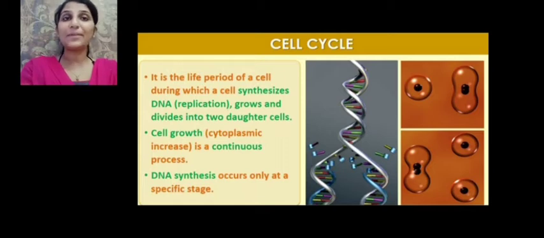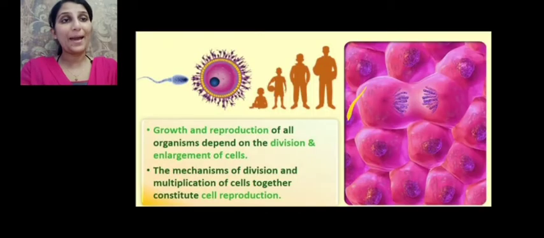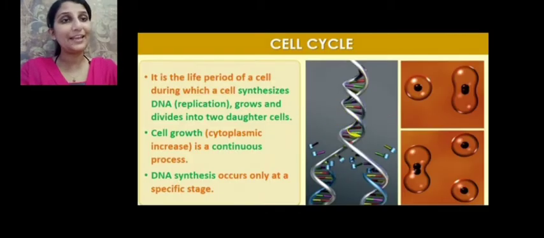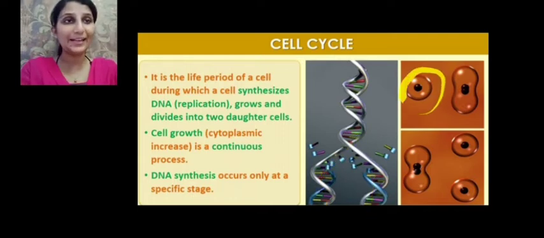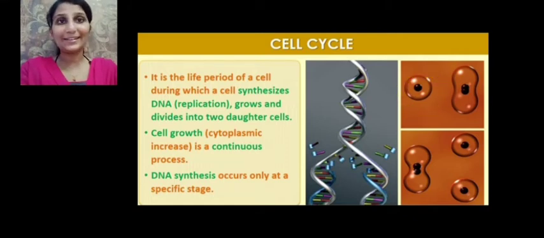The cell cycle is the life period of a cell during which it undergoes replication, or synthesis, of its DNA content. DNA is the genetic material which carries the cellular information, so this DNA has to get replicated. You can see this is the parental DNA from which it replicates to form two daughter DNA. This is a parental cell with the parental DNA, and we can see the DNA getting replicated so that it is equally distributed into the two daughter cells.